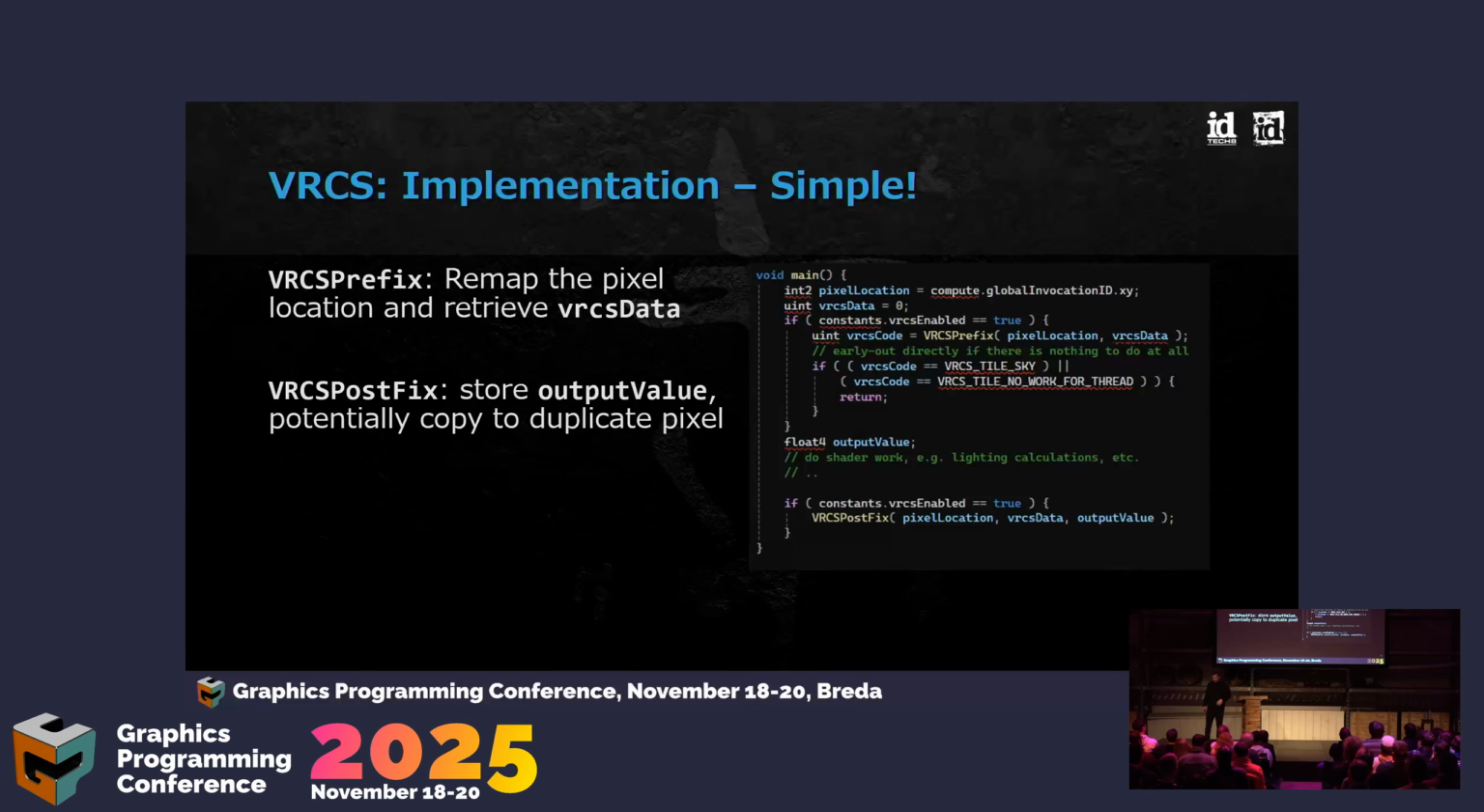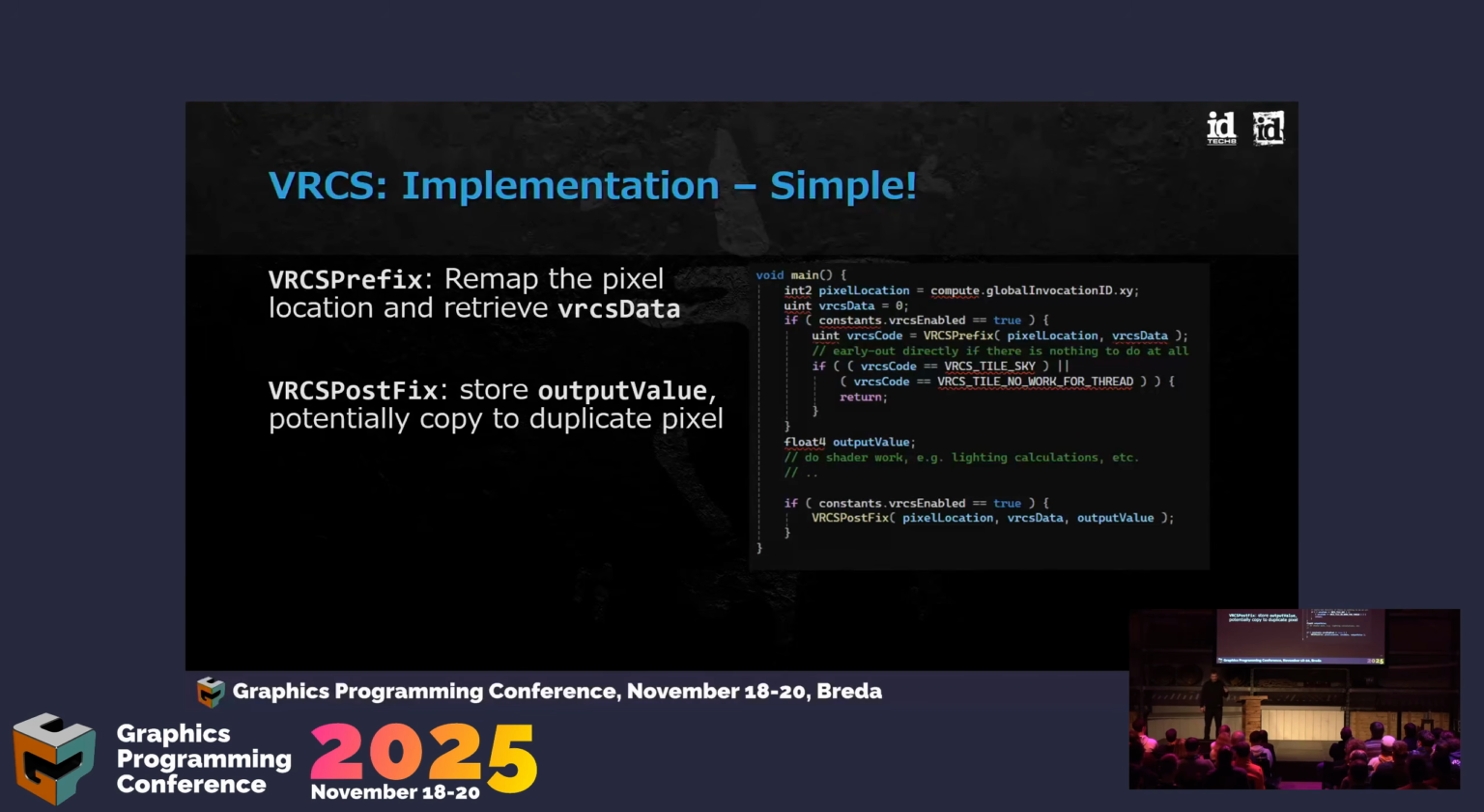So how do we implement this? Again, we follow the approach from the original idea. Once everything is set up, we have a buffer with the coordinate remaps and the copy bits. And all we have to do is add a prefix and a postfix function to the shader where we want to use the VRCS. The prefix function remaps the original pixel location and retrieves a UN32, called in that code snippet VRCS data, which contains the bit-packed tile relative offsets and the copy bits. And after that, we run the shader as usual. No changes are needed.